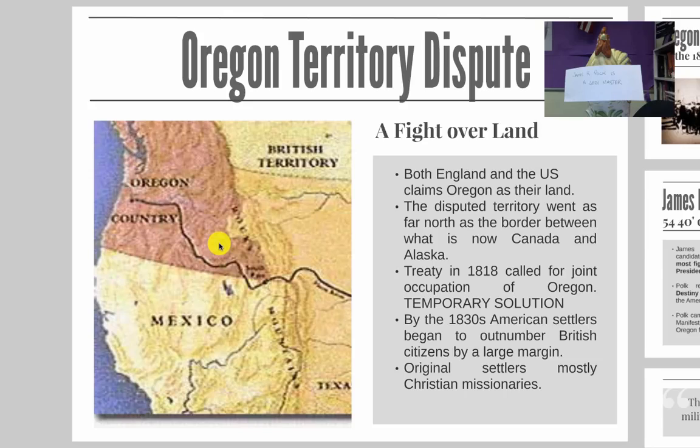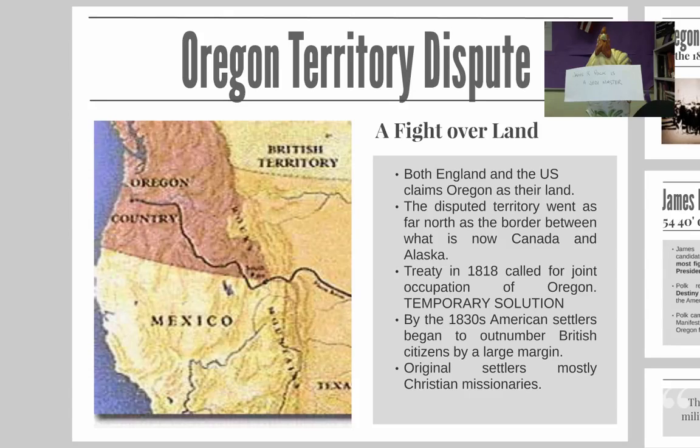In 1818, the United States and England reached an agreement to jointly occupy this Oregon country. So it was going to be owned by both countries at the same time. This was only a temporary solution, as land owned by two countries would be rather confusing. Like, which country's laws do you follow? And people that live there, which country are they citizens of? All of those basic questions would have to be answered eventually. But in 1818, to avoid war and other disputes, England and the United States decided to jointly occupy this territory.